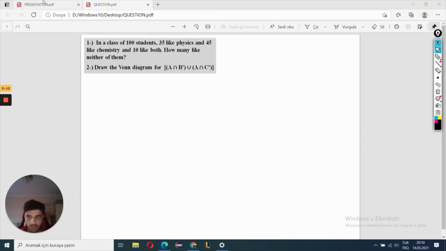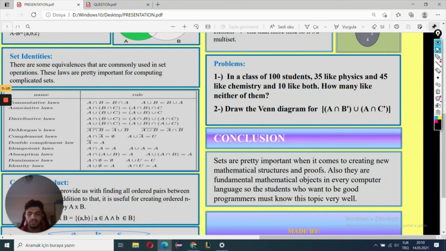Okay, in conclusion, sets are a pretty important topic, especially for computer science students.